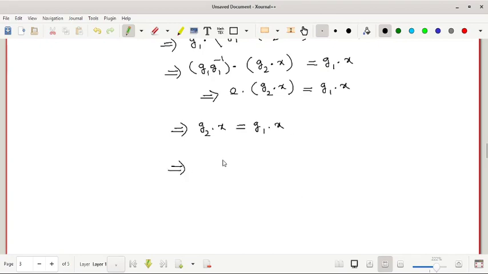What is g2 dot x? It is f of g2 Gx, that is equal to f of g1 Gx. Right? So f is well defined. Therefore, f is well defined.